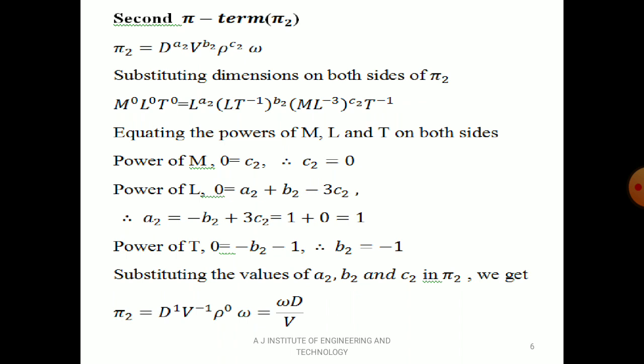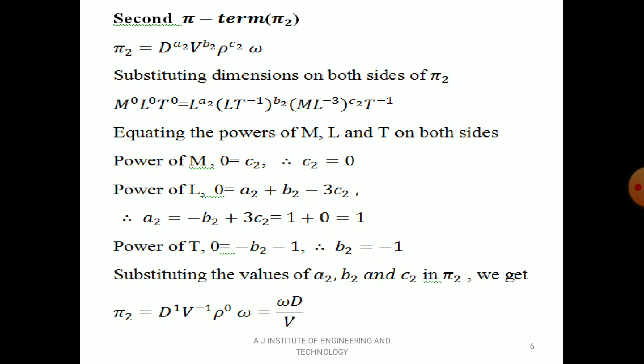m to the power 0, l to the power 0, t to the power 0, that is equal to l to the power a2 into l t to the power minus 1 to the power b2 into m l to the power minus 3 to the power c2 into t to the power minus 1, as the dimension for omega is t to the power minus 1. Then equating the powers of m, l and t on both sides. First, equating the power of m: 0 on the left hand side, and on the right hand side I have m to the power c2. So 0 equals c2, therefore the value of c2 is 0 only.